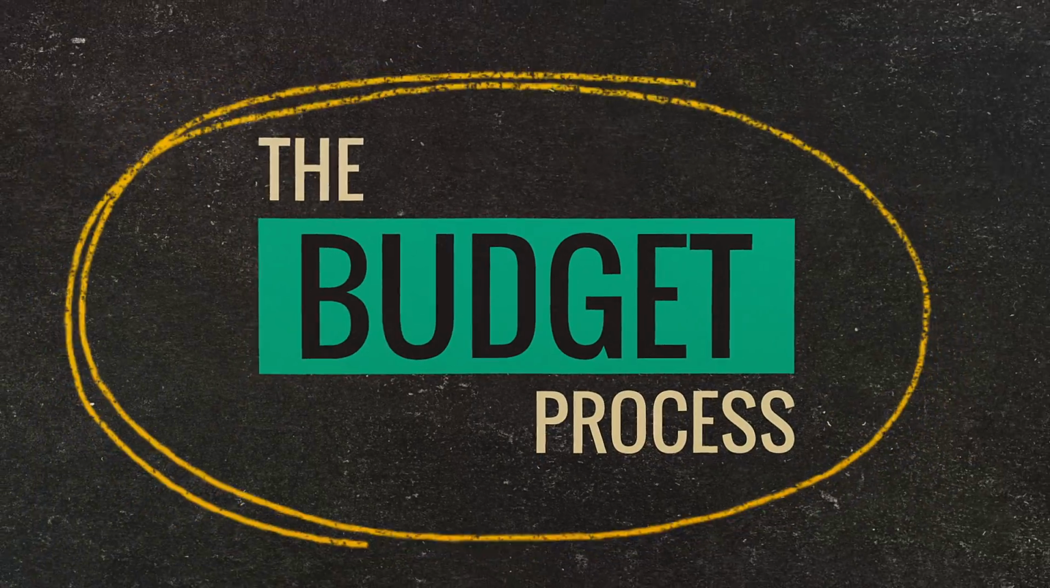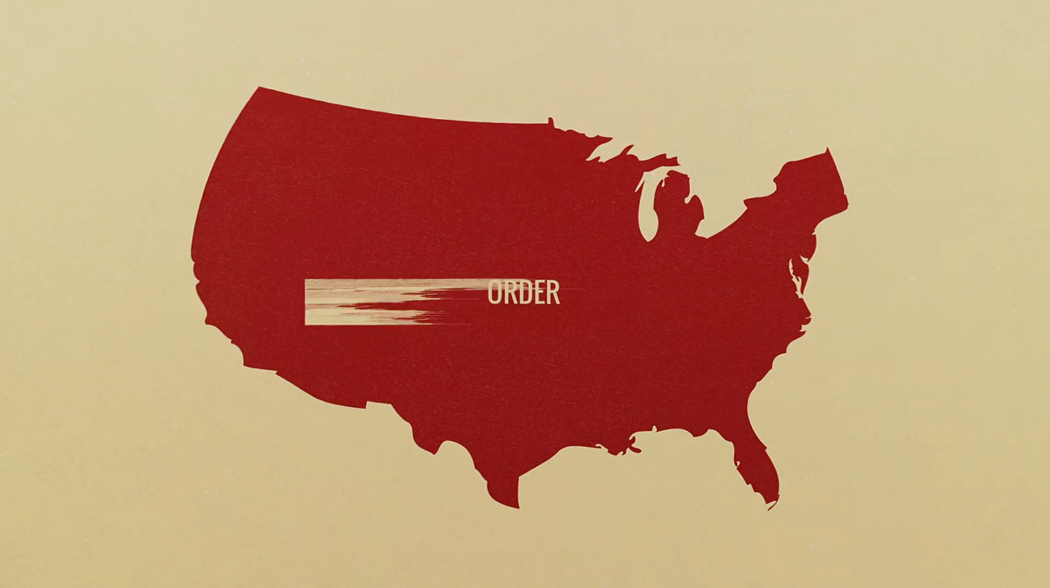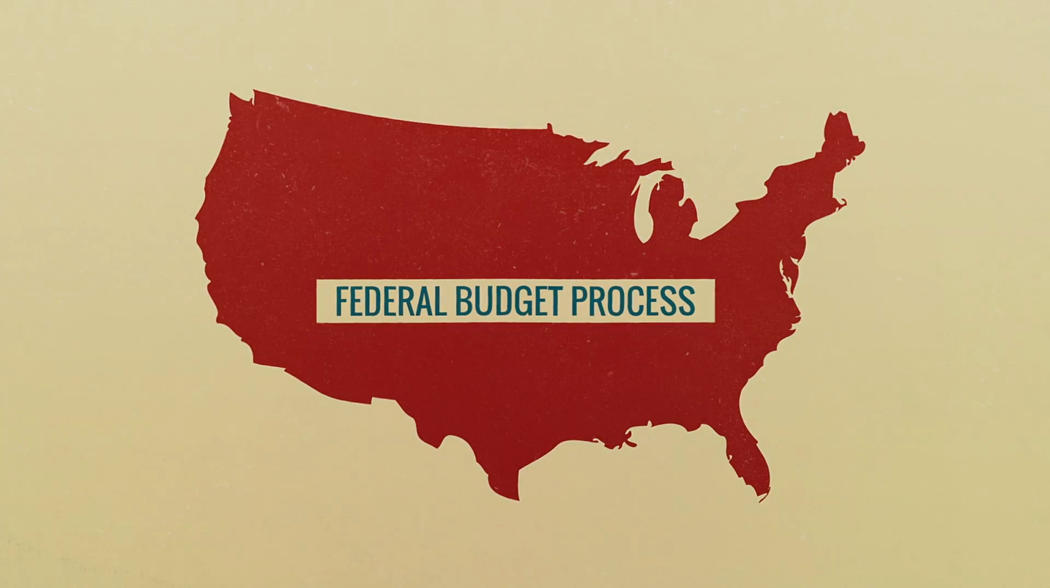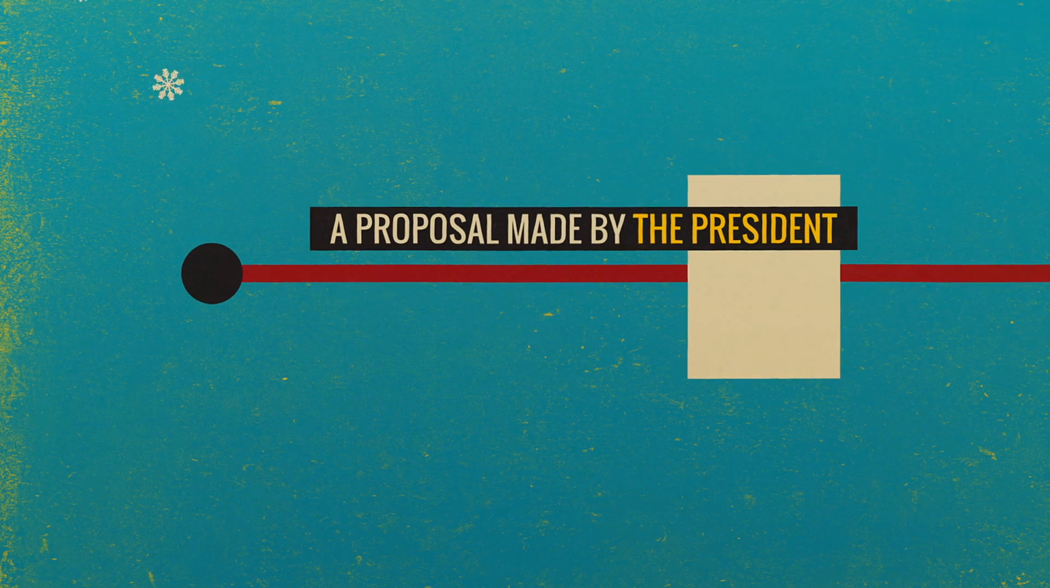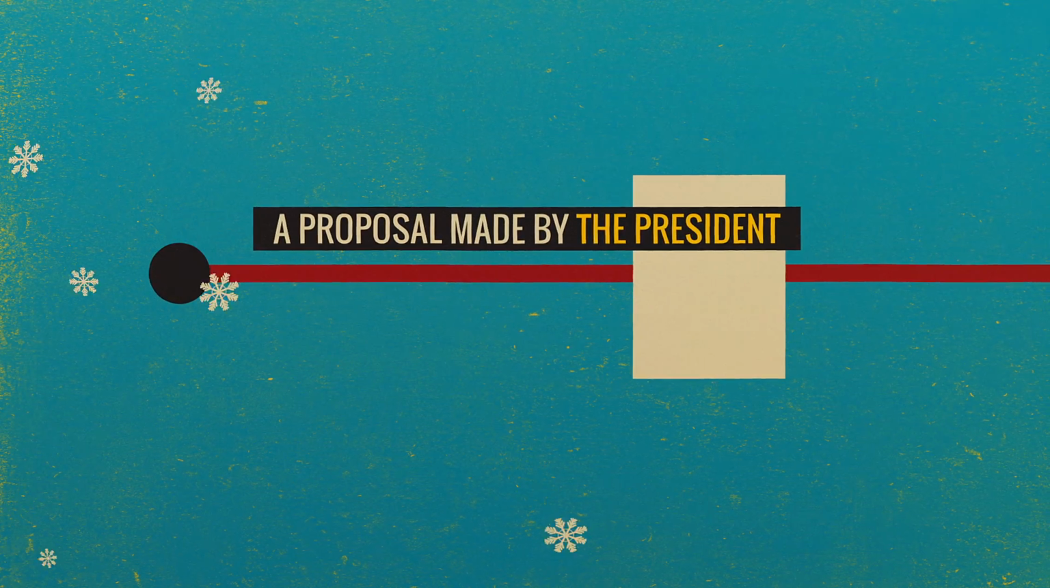Let's begin with the budget process. There has been over the years kind of a regular order to the federal budget process in the United States, and it's that process where fiscal policy is actually made. Usually you have a proposal that's made by the president in late January of each year.